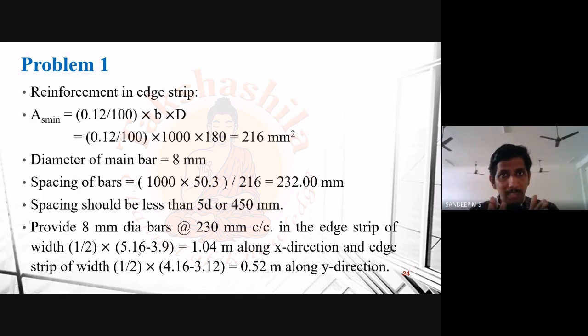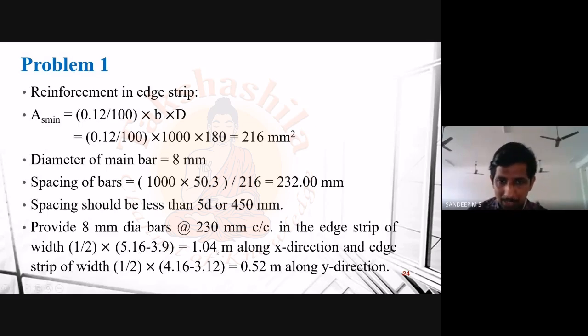How to find that? Suppose you are considering the shorter span, that is Lx span. What we can do is that it will be equal to Lx divided by 8. That will be the width of your edge strip. And again, if you forget this, you can refer to Annex D. There they have given the picture showing the edge strip and middle strip, and the respective values are also shown in that picture. So in case you forget, you can refer to your code and understand this again.